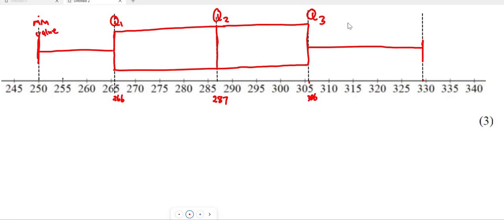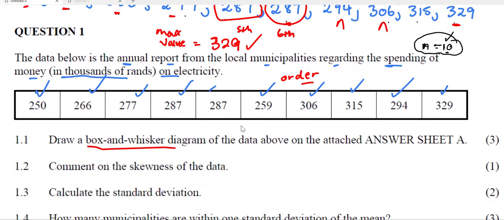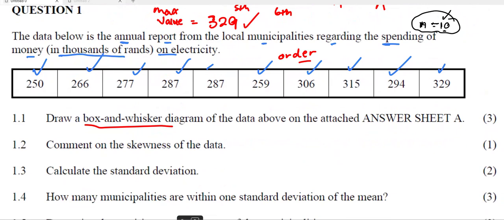So these questions, they are direct. You just need time to work out as many questions as you can. So this is at 250 and the maximum at 329. We have got our box and whisker. Then from there, we are being asked in 1.2 to comment on the skewness of the data that we are given.